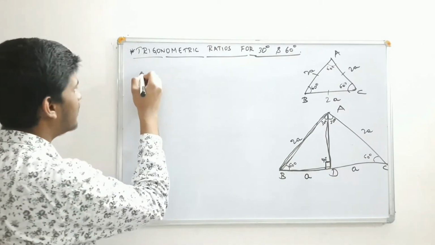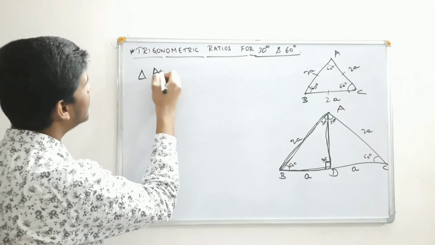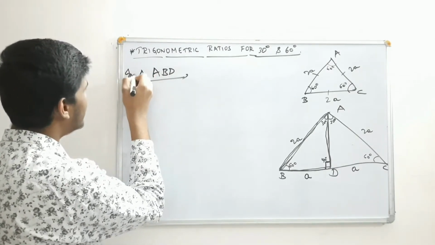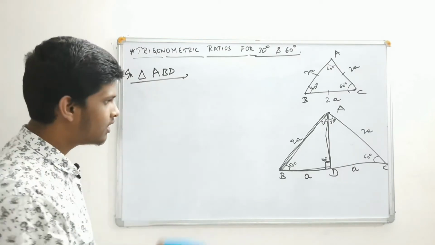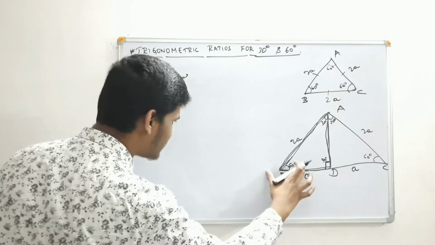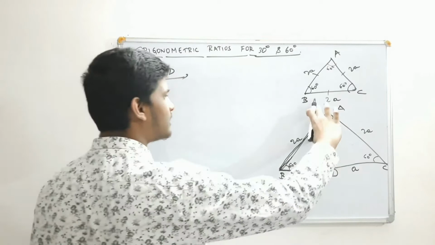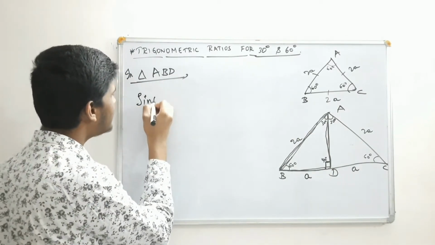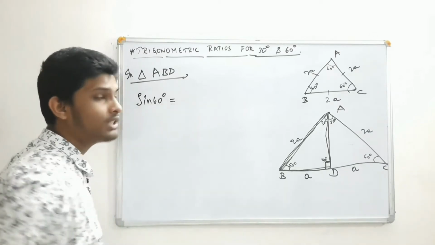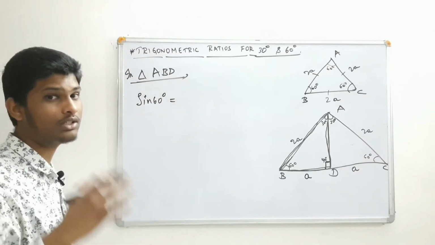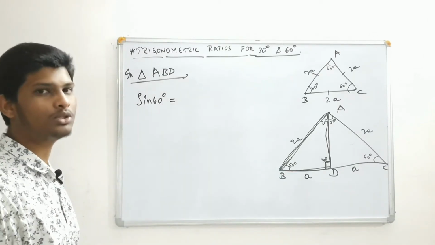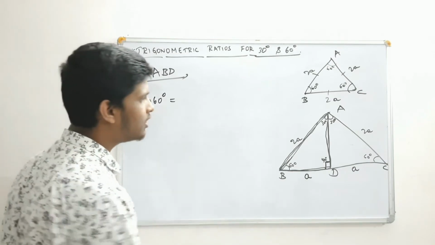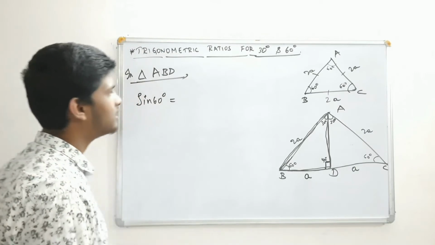So what is the triangle name? That is triangle ABD, right? So you should write in triangle ABD, we are assuming first this angle and then let's find for this angle. All right, so first sine 60 degree. What is sine 60 degree? Opposite by hypotenuse. But here, do you have some opposite side? Do you know the value of opposite side? No. What is AD? We don't know AD. We should find it by Pythagoras theorem.